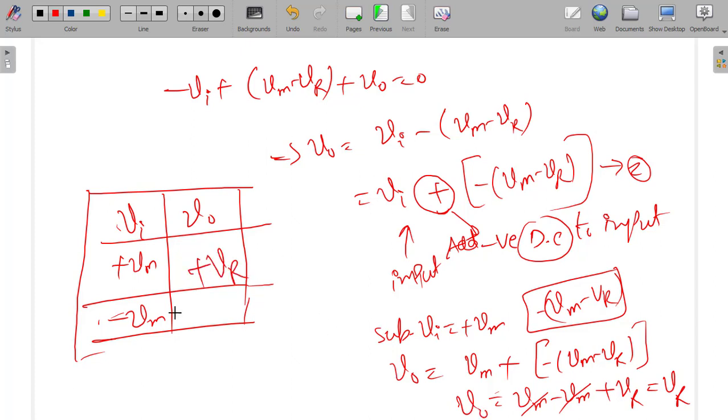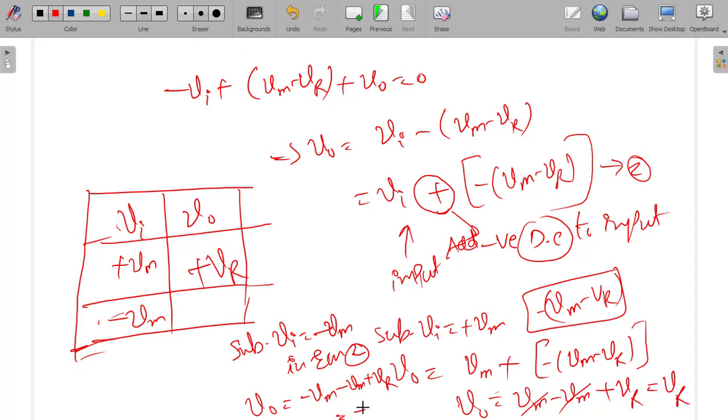Let us check for when Vi is equal to minus Vm also. Doing the same, substituting Vi equal to minus Vm in equation number 2, we get V0 equal to minus Vm plus Vr minus Vm, which is minus 2Vm plus Vr. So when Vi is equal to minus Vm, we get V0 as minus 2Vm plus Vr. This is my output voltage when Vi is equal to minus Vm.